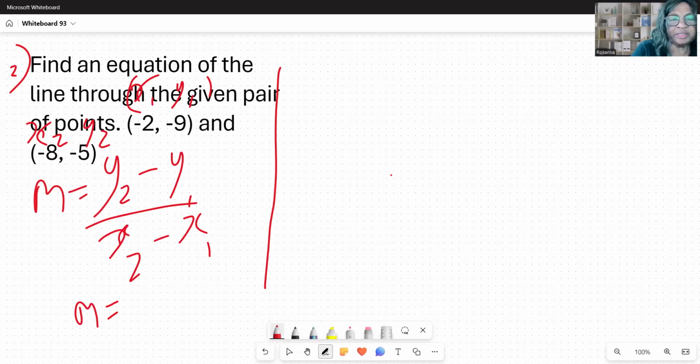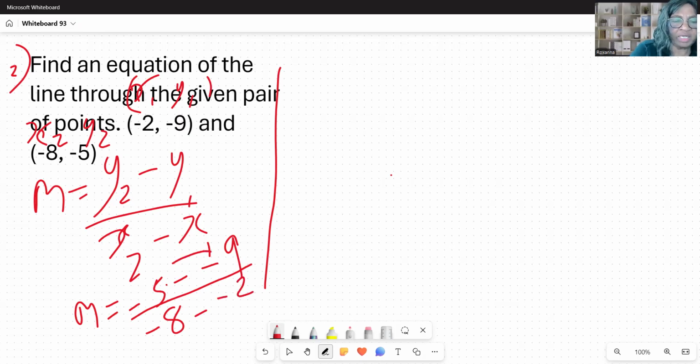what is my y2? My y2 is -5. What is my y1? -9. What is my x2? My x2 is -8. And what is my x1? It is -2. Okay, don't forget there are negatives here. Negative is positive. So don't forget that.